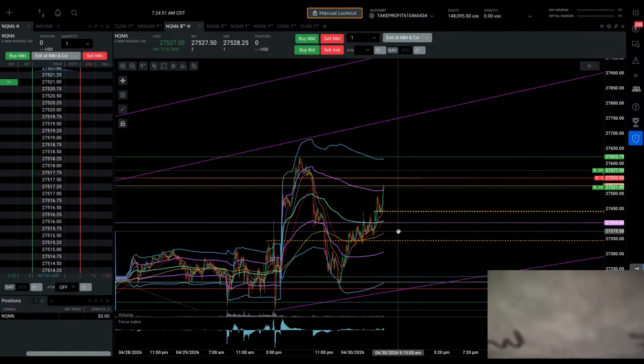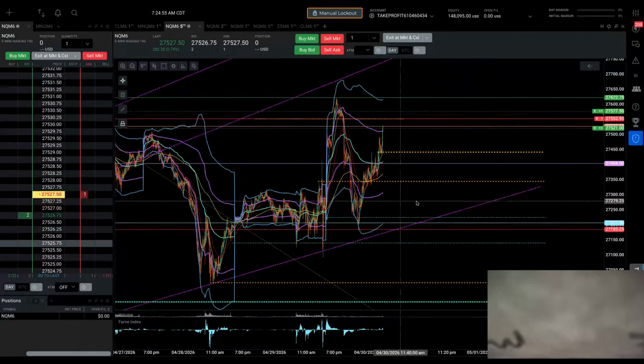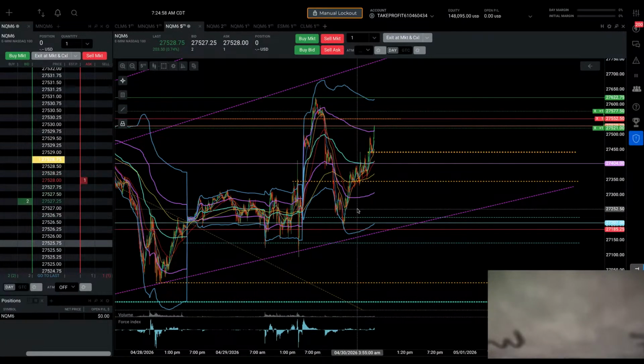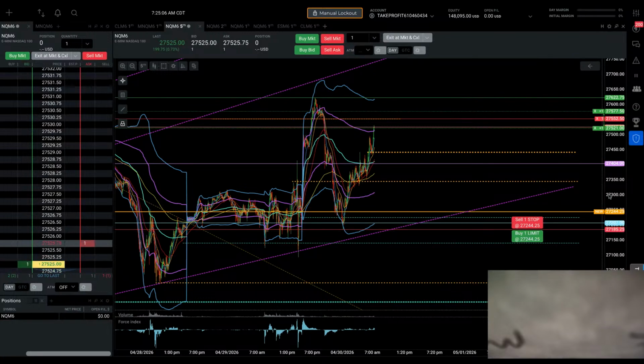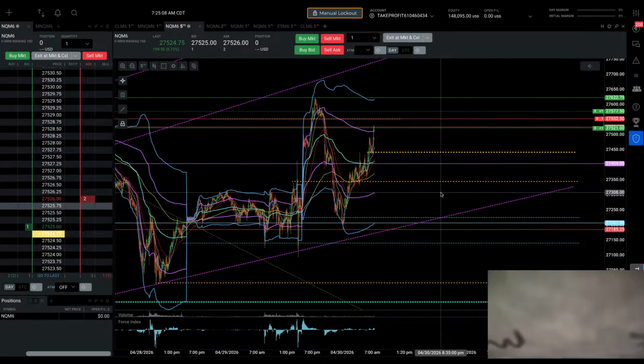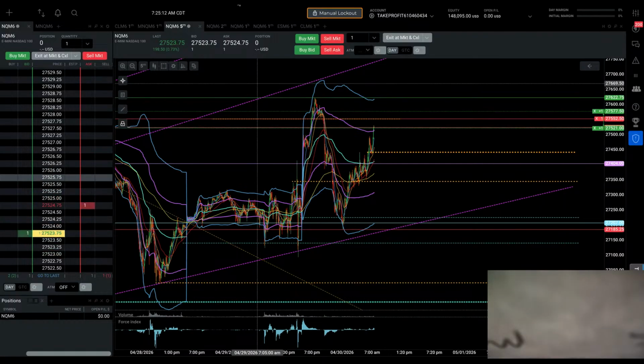So that's that right here. Hopefully, pretty sure this area right here, 27,250, is going to be your best area to start looking for buys, the green lines. This is where the buys are. Now, I do want to show you this, bro. This is where it's at.